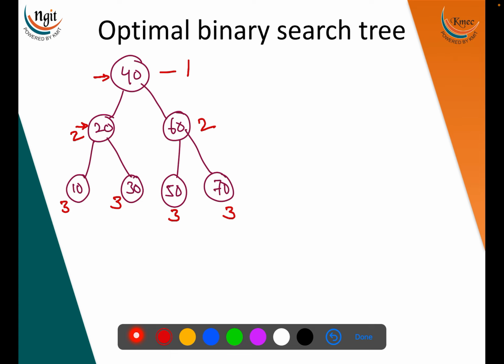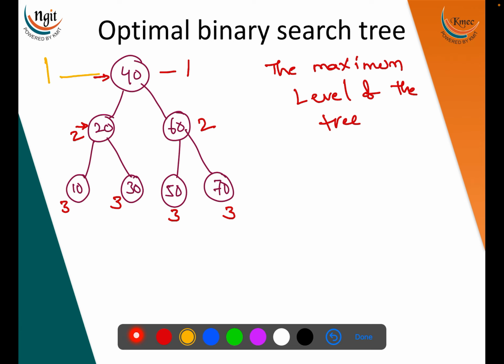So what I am trying to say is the maximum number of comparisons is exactly equal to the level of the tree. Now what is this level of the tree? This is the first level, and this is the second level, and this is the third level. So the maximum number of comparisons will always be equal to the level of the tree. Now this is the successful case. In both cases, the 30 case and the 50 case, we found the element in the tree. That means it is a successful search.